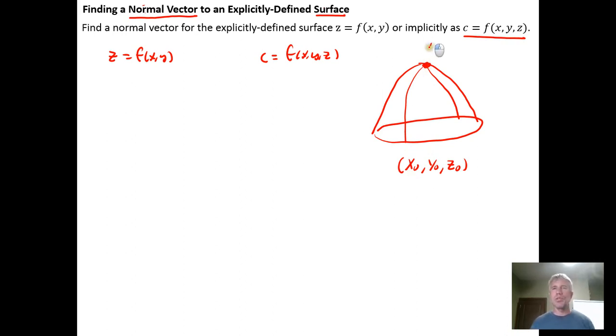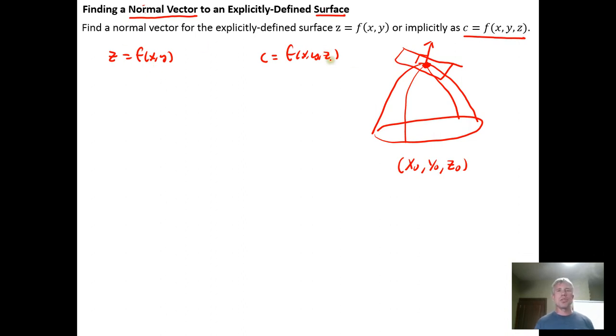Normal means it's going to hit the surface at a 90-degree angle, or it's going to be perpendicular to the surface. The surface itself actually has a tangent plane at that point, and so this normal vector is going to be perpendicular to the plane that is tangent to the surface at the point x naught, y naught, z naught. So here's the basic idea.